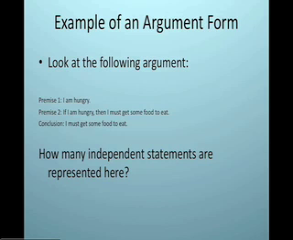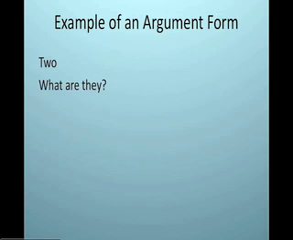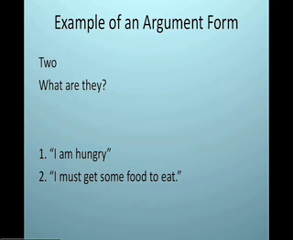So look at the following argument. We have premise 1 saying, I am hungry, and premise 2 saying that if I am hungry, then I must get some food to eat. The conclusion then is I must get some food to eat. Now, how many independent statements are represented here? We have two. What are they? The first is I am hungry, and the second is I must get some food to eat.